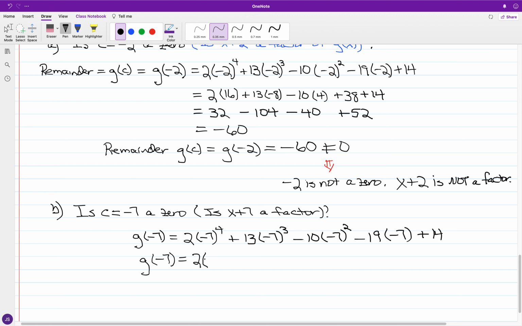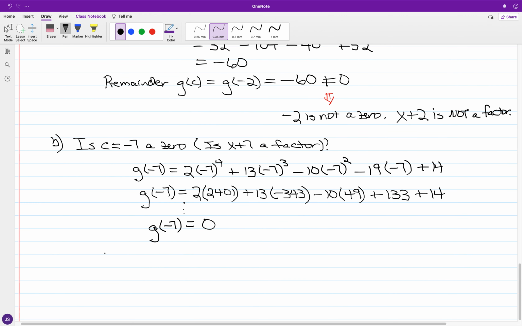-7 to the 4th, and that's going to be a large number, 2401. And -7 to the 3rd will be minus 343. -7 squared is going to be 49. Now we have -19 times -7, so that is going to be positive 133. And we have plus 14. Once you take the products and then add and combine the constants, you're going to have ultimately that g of -7 comes out to 0.